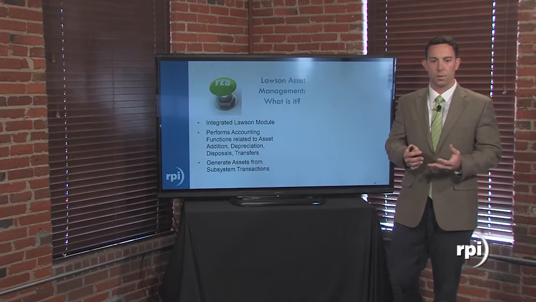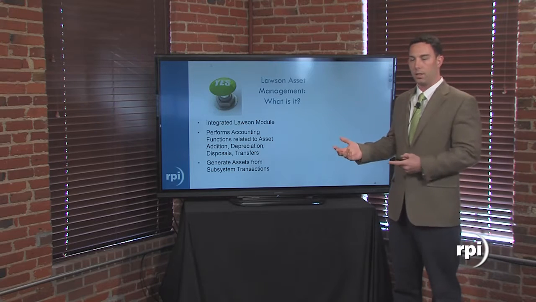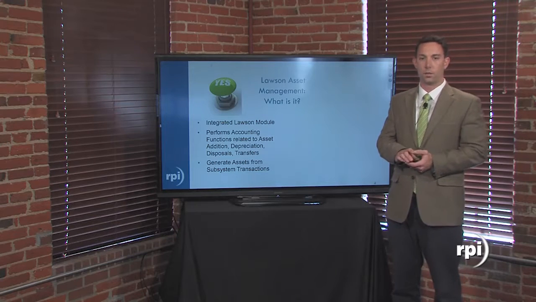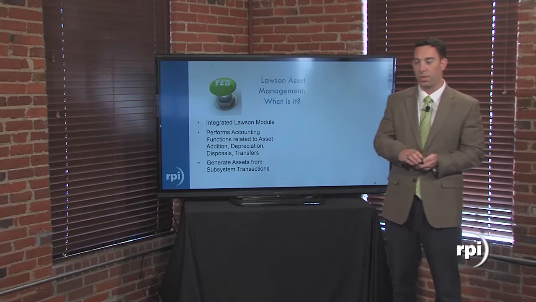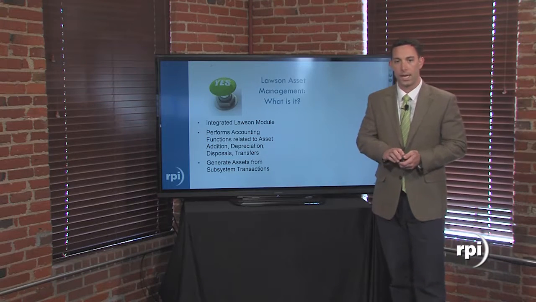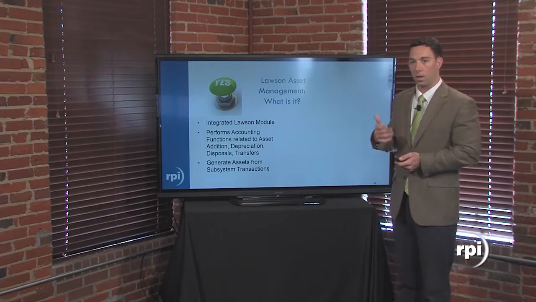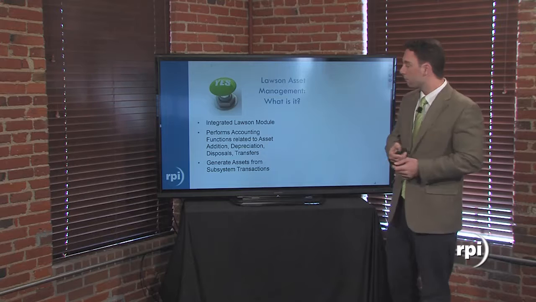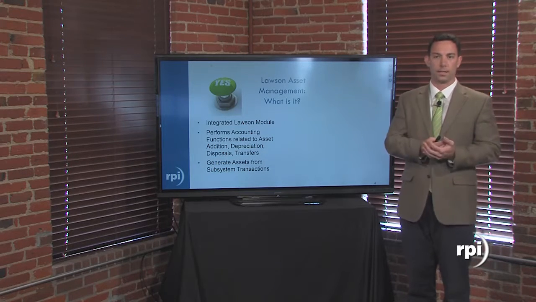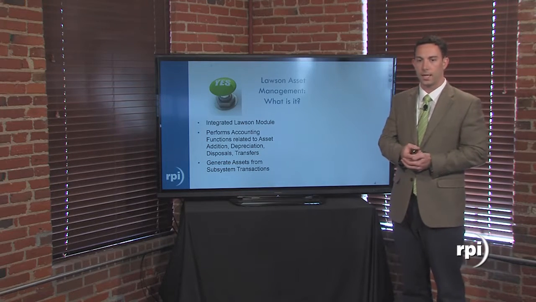All right, so what else can it do? It can generate assets from your subsystems. So not only can you go into your AM system and manually add assets, we can track capital purchases with asset templates, with the project accounting module, and have those transactions feed the AM module to create assets. And we're going to talk about that. That's going to be the bulk of this presentation: how do we capture these transactions with asset templates, or how do we tag them with activities and bring them into the AM module.